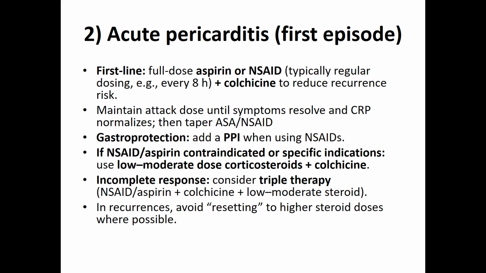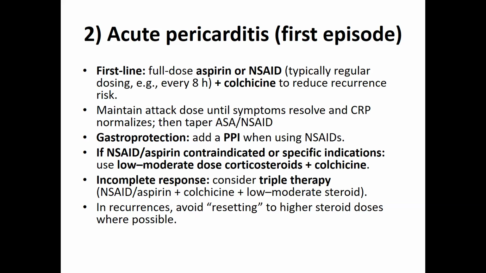If aspirin or NSAID is contraindicated, you can use low to moderate dose corticosteroid plus colchicine. But as we know, with steroid, there's always the risk of recurrence once you start to taper it. If non-steroidal is contraindicated, you can use low to moderate dose corticosteroid, especially in autoinflammatory conditions, like patients with SLE and all of that.